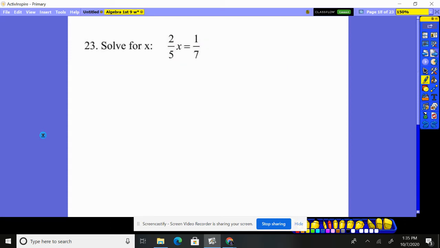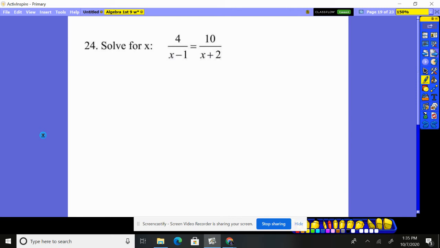23. How do I get rid of multiplying by a fraction? Oh yeah, I like to multiply by its reciprocal. But if I multiply this left side by 5 over 2, I have to multiply the right-hand side of the equal sign by 5 over 2. Notice this gives me 10 over 10, which is just 1, so it's 1x equals. Here, multiply across top. 1 times 5 is 5. 7 times 2, 14. 5/14.